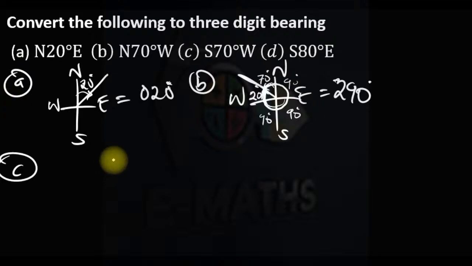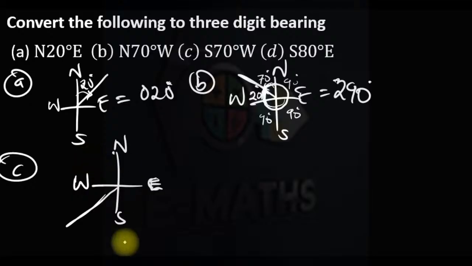We draw our cardinal points: north, south, east, west. So we move south 70 west. This is 70 west. To convert to compass bearing, we always start from north and move to wherever it hits the bar.